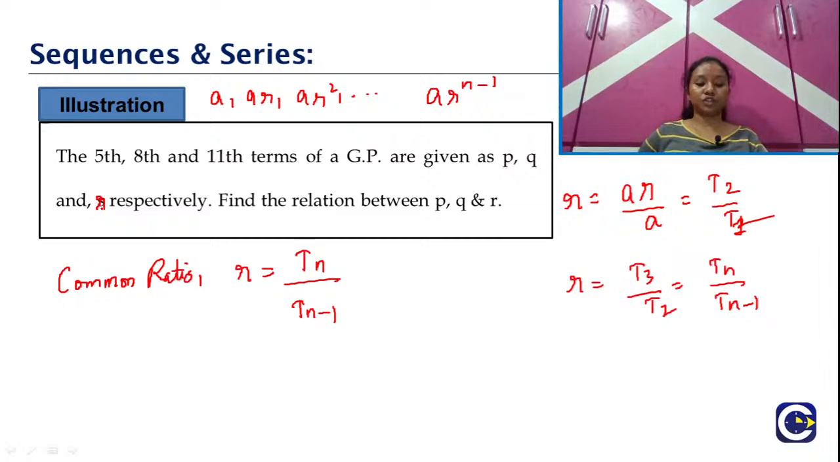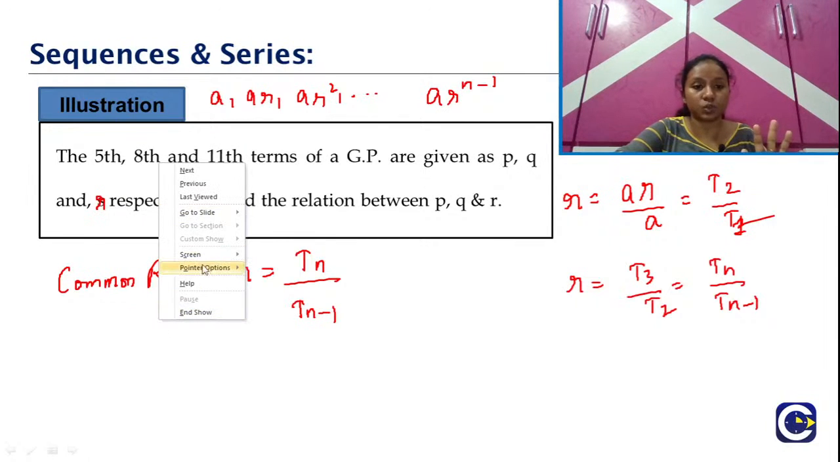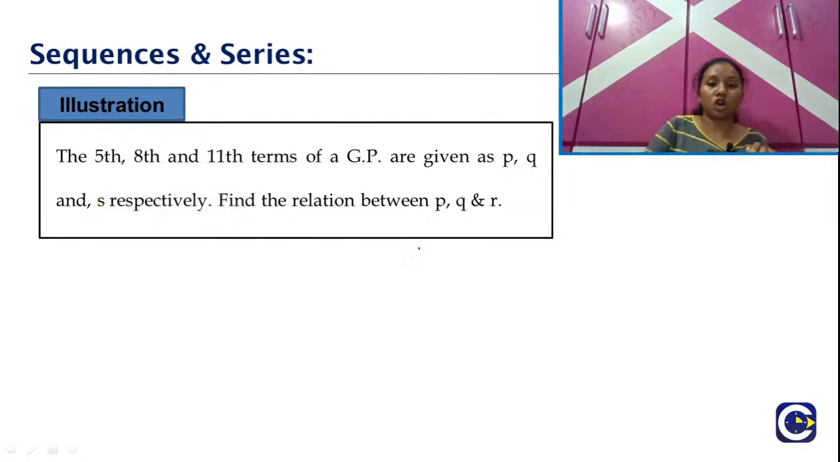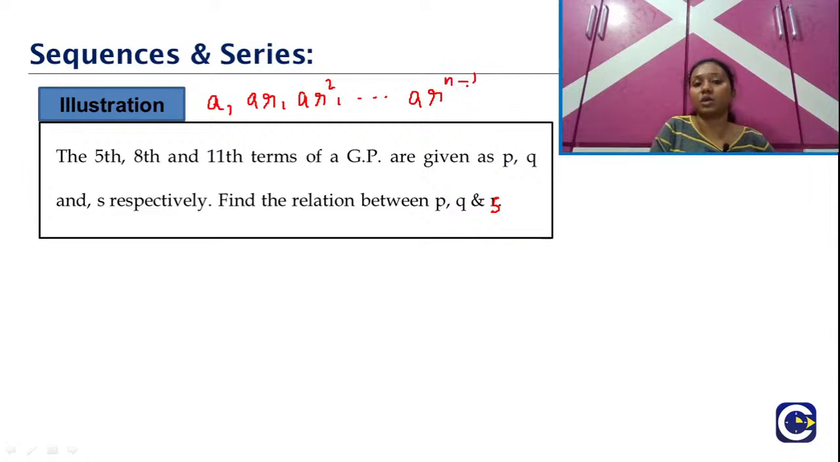So you have to try to figure out the relation between these two. Sorry, it will be P, Q and S only, because here R will be represented with the common ratio. So it should be S. So what is our general progression? A, AR, AR square and so on, AR power n minus 1, and the common ratio can be found by T n by T n minus 1.